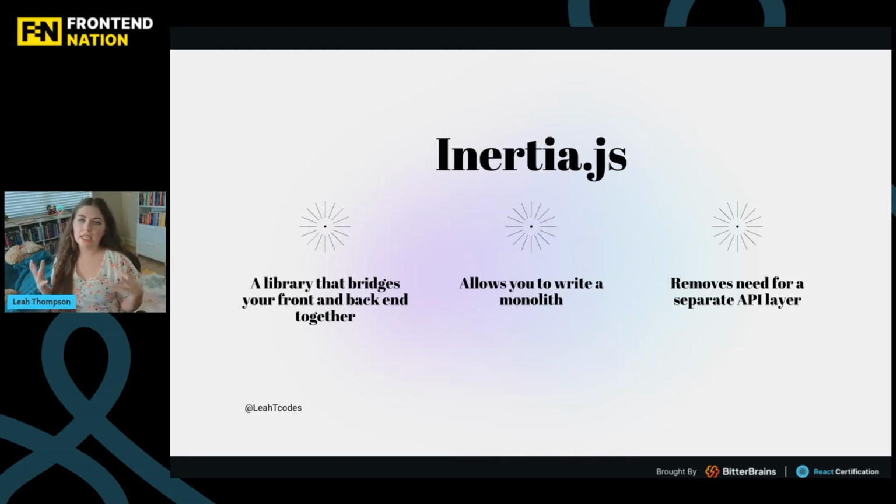Okay, so let's get into what Inertia is. Inertia.js is a library that bridges together your front end and back end. You can think of it as the bridge between the front and back end, or as the glue that holds them together. It does this by allowing you to write a monolith. It takes away the need for a separate API layer, which is also why I was talking about a monolith versus a separate back end and front end. So Inertia allows you to write the monolith.